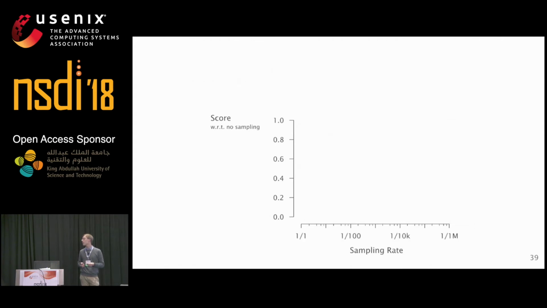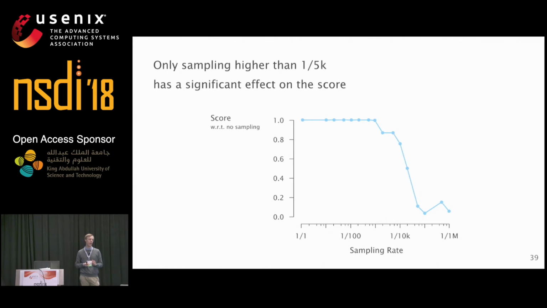In this graph, I'll show you on the x-axis the sampling rate, and on the y-axis, again, the same score as before. And we see that Net2Text, up to a certain sampling rate, is quite stable, but drops significantly after, in this case, 1 in 5,000. However, this also depends on the underlying data.